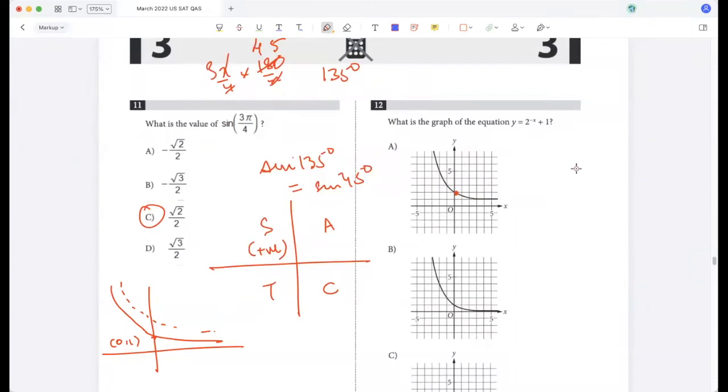So let's just verify this with this point. This is minus 2, 5. So if I put 2 to the power minus of minus 2 plus 1, yeah, then I get 5. So A is correct.